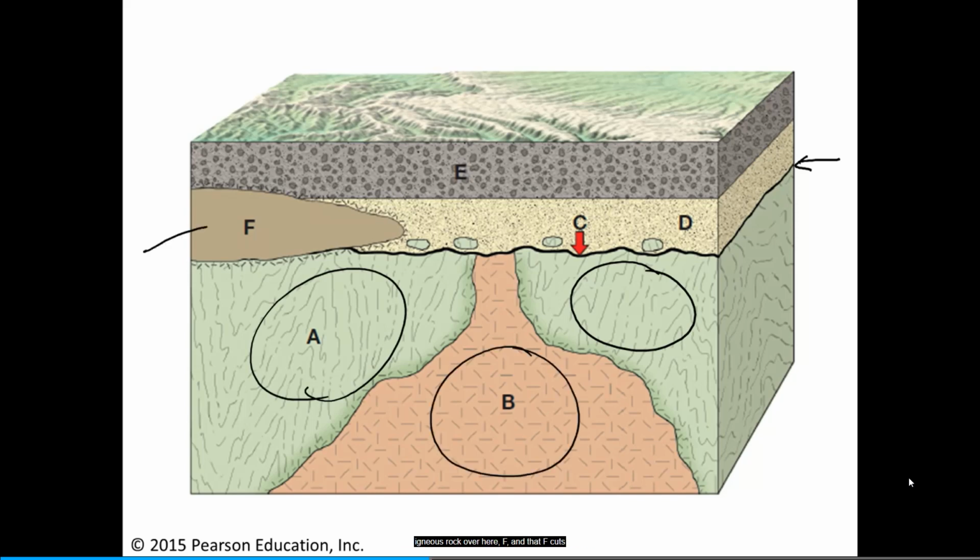There's also another igneous rock over here, F, and that F cuts across unconformity C as well as A and the overlying layers D and E. So in this diagram, F would be the youngest thing.